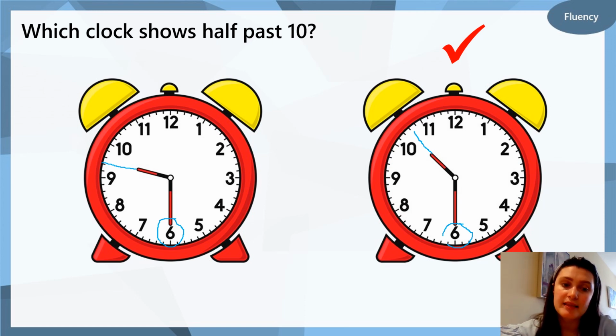In the first clock, the hour hand is in between 9 and 10. So this clock is showing 9:30. This second clock, the hour hand is in between 10 and 11. So it is showing 10:30.